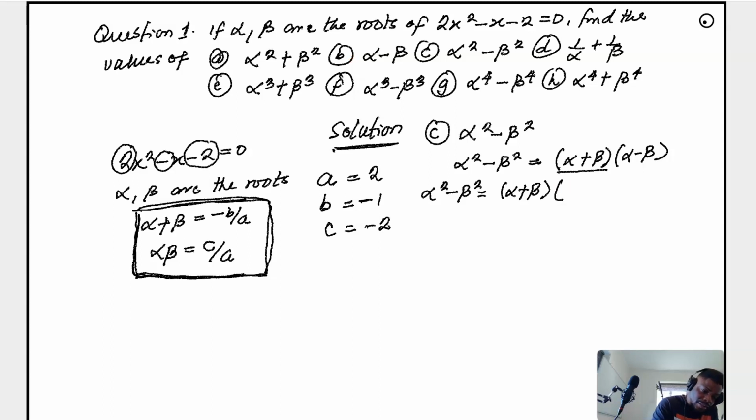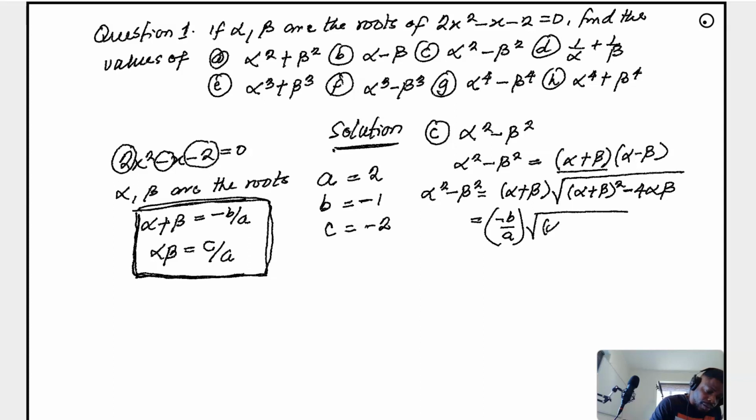And the formula for that, if you can still remember, is the square root of alpha plus beta squared minus 4 alpha beta. That is the formula for that. So in this case, alpha plus beta is minus b over a. Okay? Then all root alpha plus beta squared minus 4 alpha beta, square root.